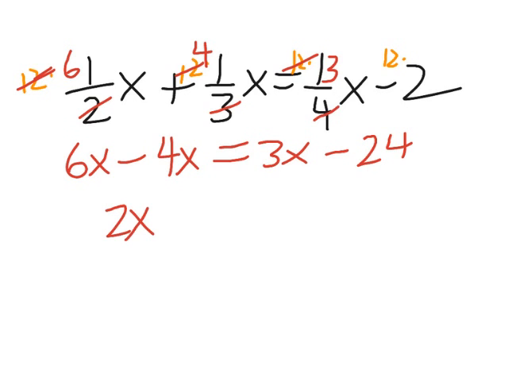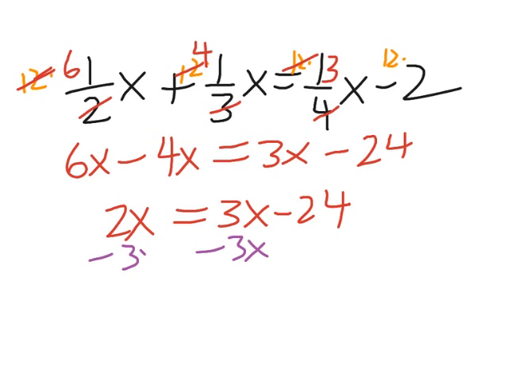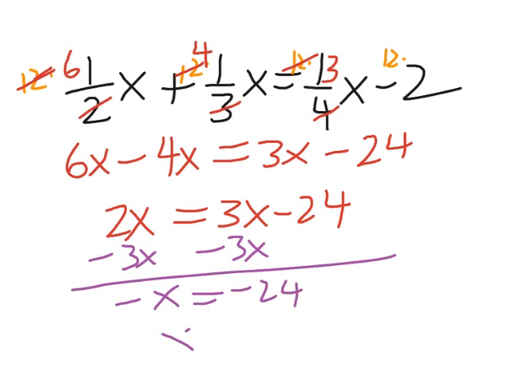Alright, now we combine our like terms. 2x equals 3x minus 24. 24 didn't come out very nice, did it? 24, there we go. Subtract 3x on both sides. Minus x is minus 24. Divide both sides by negative 1. X is 24. Alright, so that's linear equations.